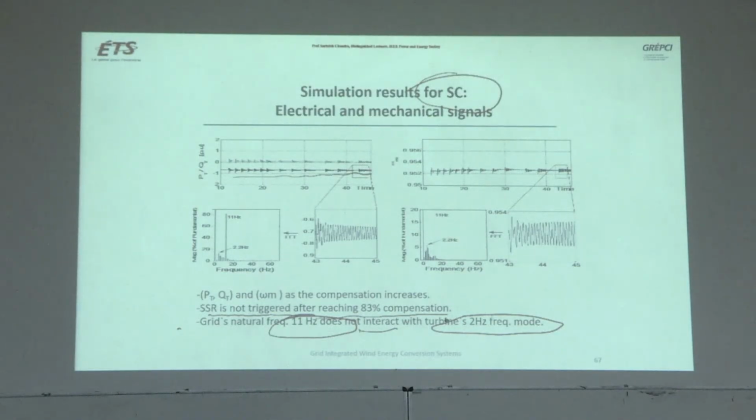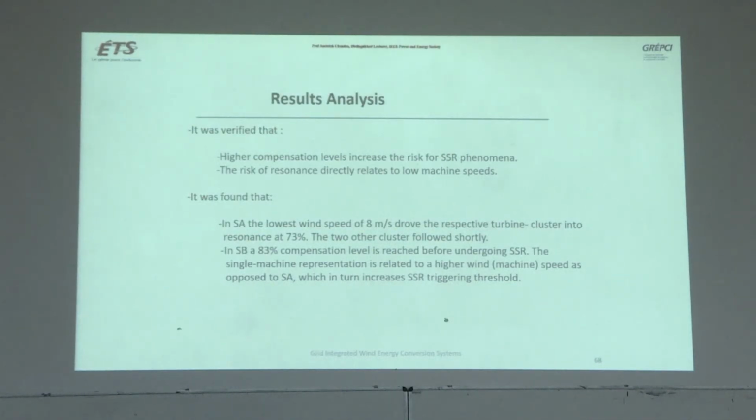So you see, if you are doing a particular application, you have to see what the important parameters are. It was verified that a higher compensation level increases the risk of SSR phenomena. If you increase the series compensation, there is a possibility that subsynchronous resonance may take place. The risk of resonance directly relates to low machine speed. This is what he noticed.